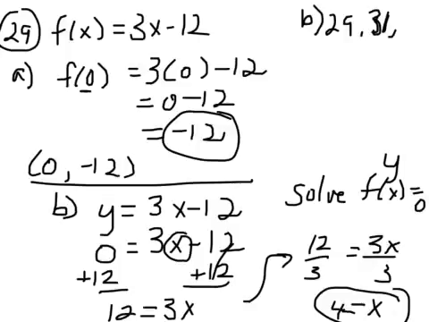So that's what you're doing on 29 and 31. Do the A part on all of those, and maybe do the B part on just 2 of them if you're at home and you're watching this video because you were absent.